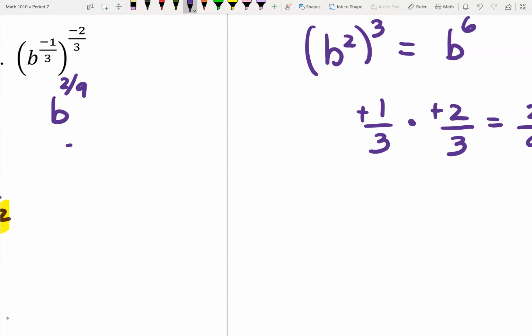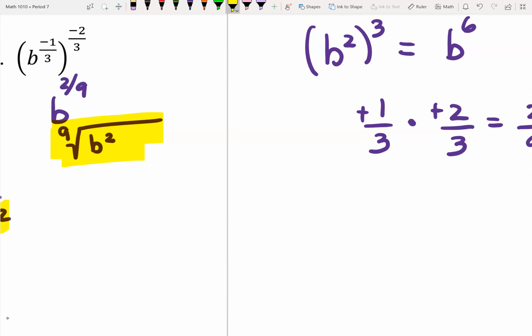So make your root. Everybody in the room, tell me the little number that goes there. 9. A 9. Inside you have a B to the second. I don't have enough B's to pull them out. I have to have 9 and I don't have 9. So that's my answer and I'm done.